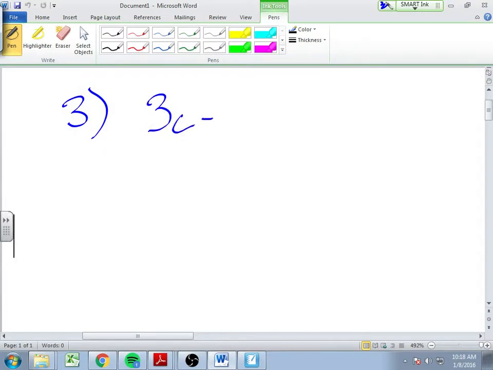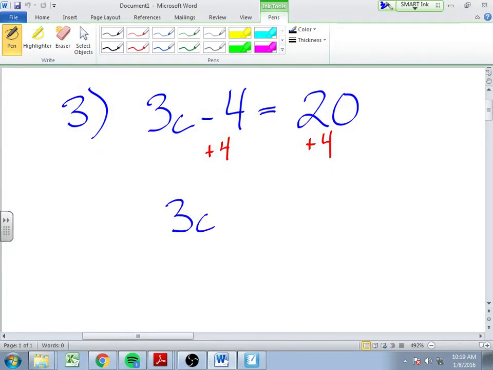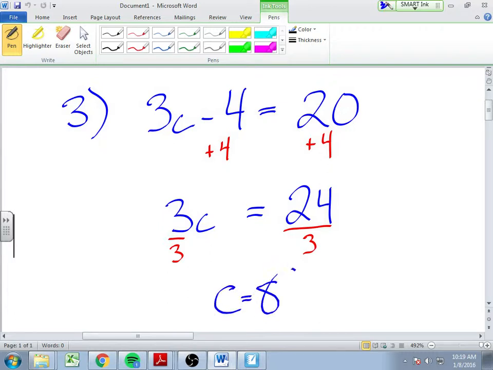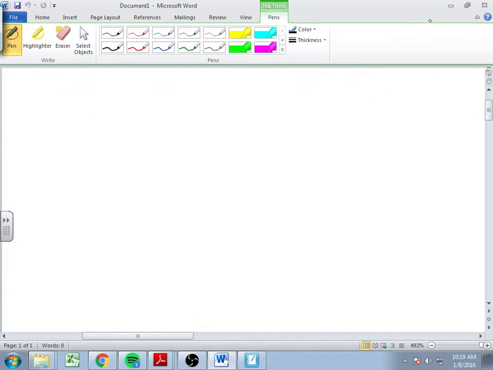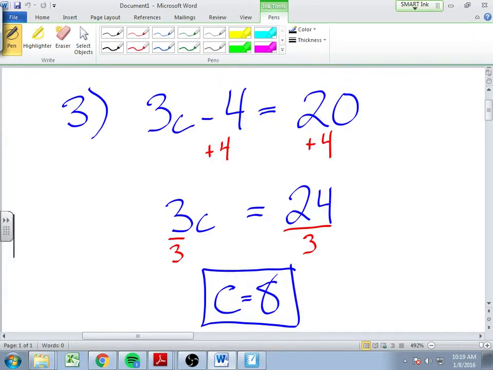On number 3, we had 3C minus 4 equals 20. Lily, what do we do first? You add 4 on both sides. We add 4 on both sides to combine my constants or undo subtraction or however you remember why we do that. And Shahid, what do we do next? Then we divide by 3, and what'd you get for your answer? 8.